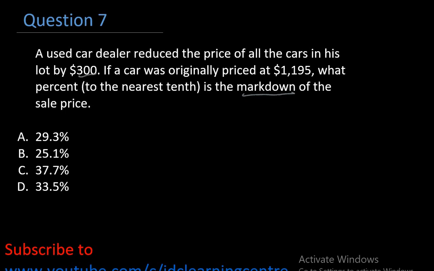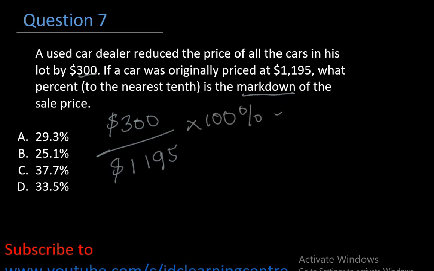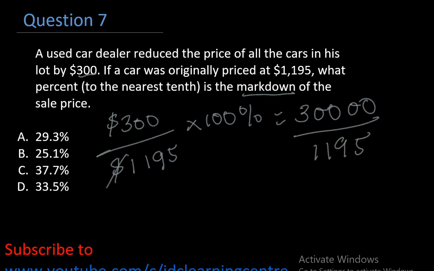$300 was reduced, so the markdown of the sale price will simply be $300, which was reduced out of how much? $1,195 as given in the question, times 100%. So 300 times 100 will give us 30,000 over 1195. Since dollar sign, we cancel dollar sign. If you gently divide through, it will give you 25.1% as your answer, which is B.